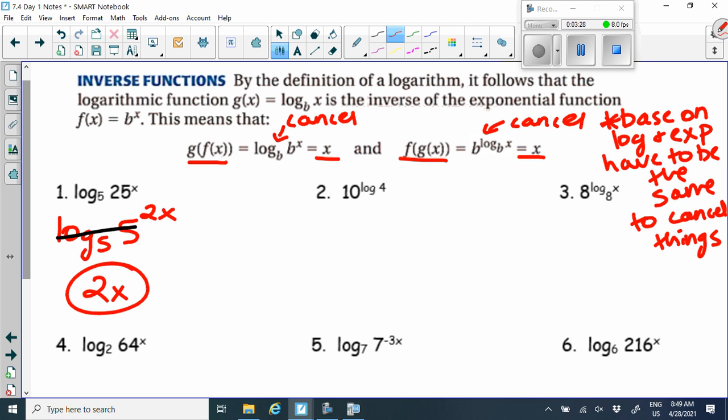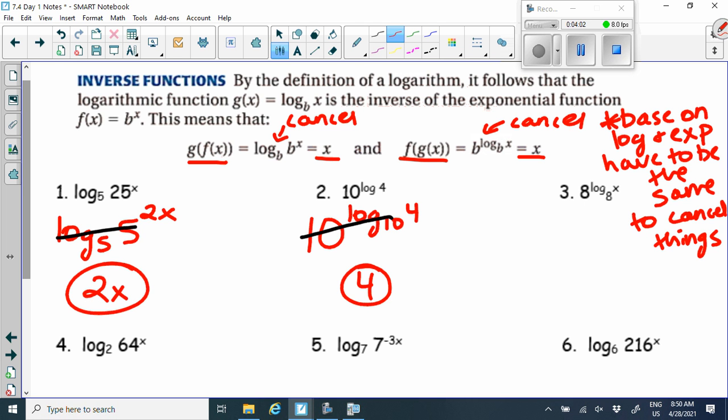Okay, let's try number 2. So we have 10 to the log of 4. Do you notice with that log, what base is that? Well, rewriting this, that will be our common log. So remember, that means it has a base of 10. Okay, so is the base on our exponential and base on our log exactly the same? Yes, they are both 10s. So since they're inverses, they cancel each other out, and all we're left with is 4.